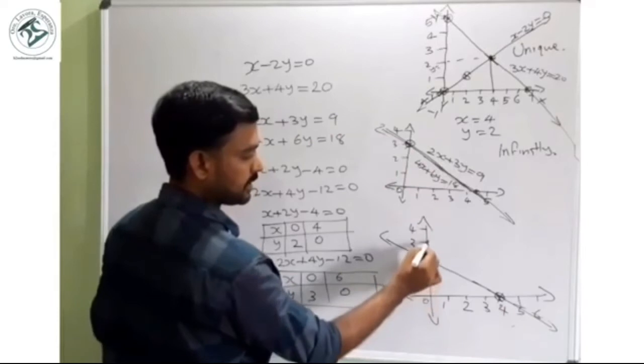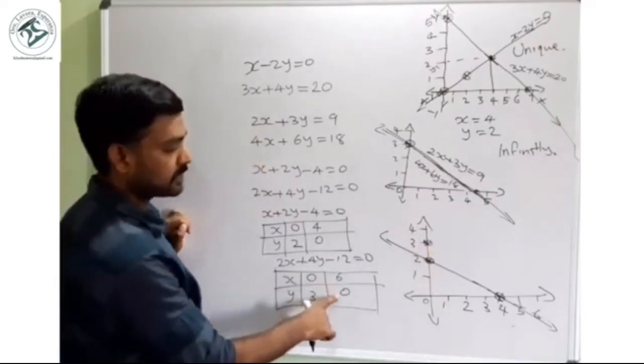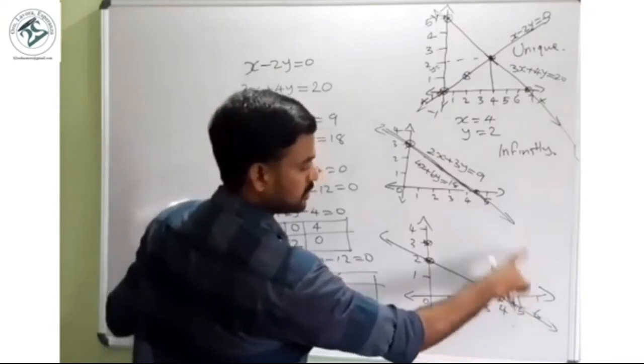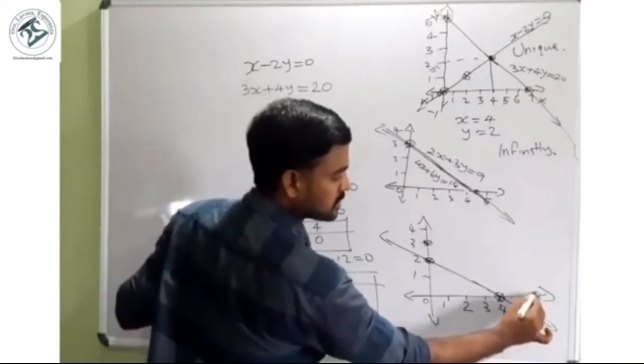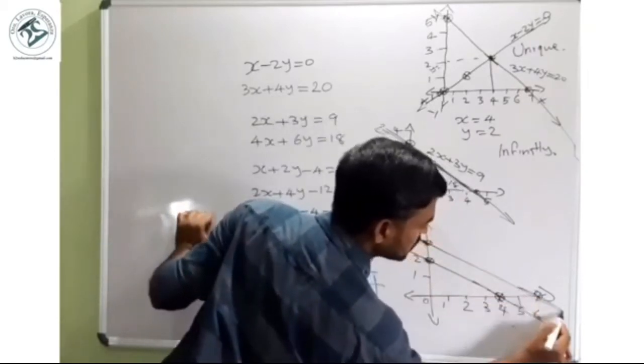Then second case 0, 3. 0 is here, 3 is here, so 0, 3 is here. Now 6, 0. 6 is here. 0 means not going upward or downward, so this is the point. Now we can draw the line which passes through these 2 points.